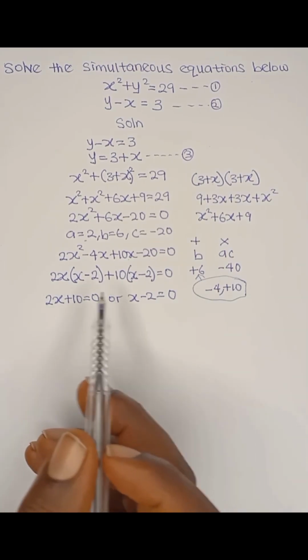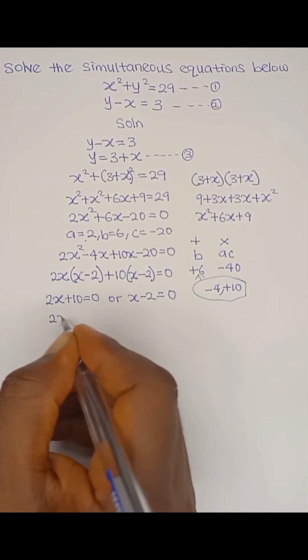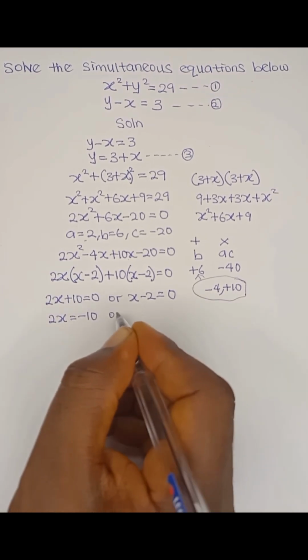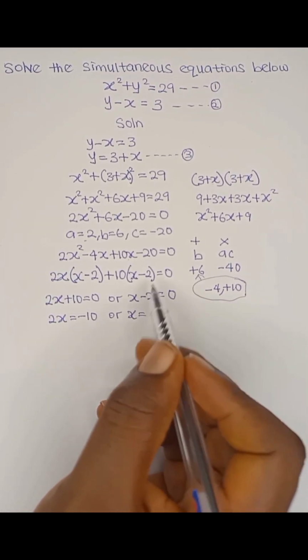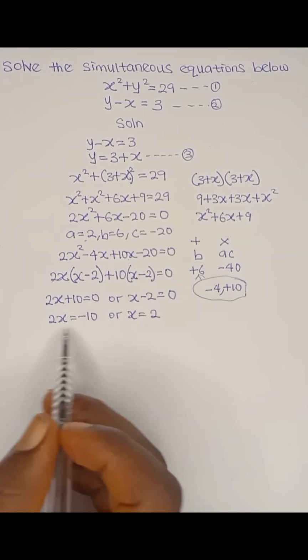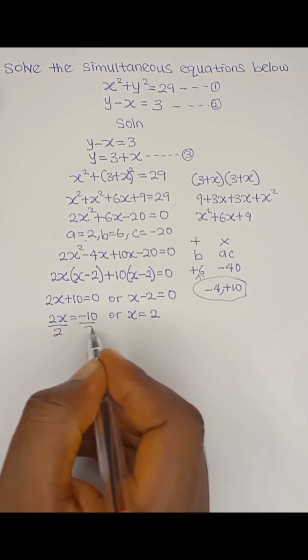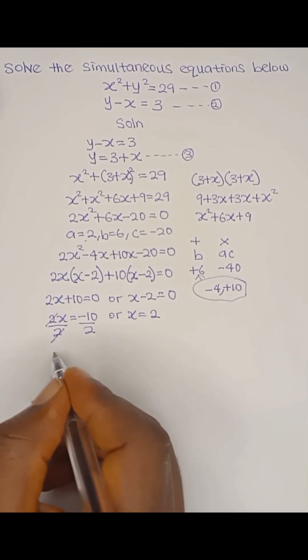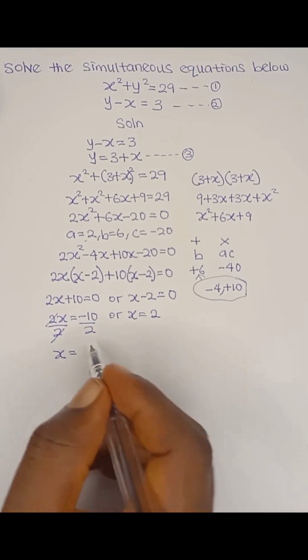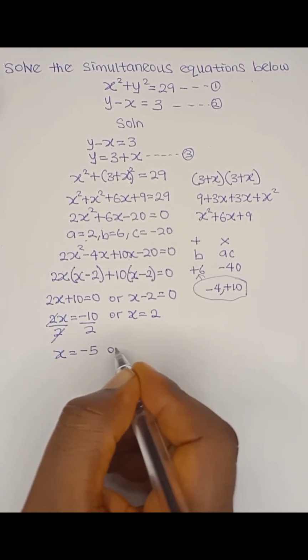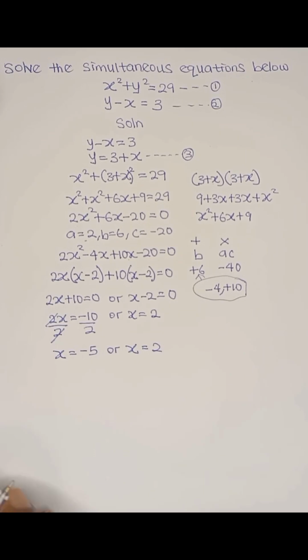Moving plus 10 to the right, we have minus 10. So 2x is equal to minus 10, or x is equal to 2, with minus 2 crossing over to the right. We haven't gotten the final value of x yet, so we divide both sides by 2. The 2 cancels out 2. We have x is equal to minus 10 divided by 2, which gives us minus 5, or x is equal to 2. So now we've gotten the two possible values of x. Remember, in order to solve the simultaneous equations, we need to find the values of x and y. We've gotten the values of x. Now we need to find the values of y.